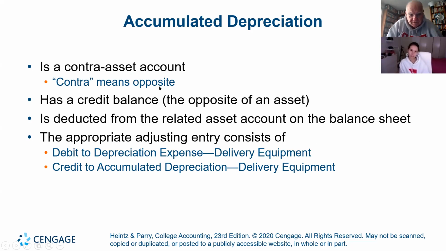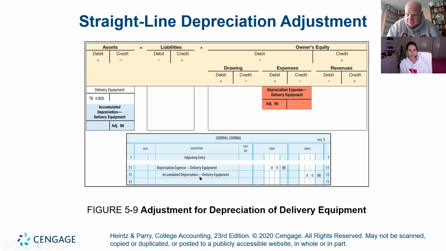Accumulated depreciation. Contra means the opposite. This is an asset with a normal credit balance. It goes up with a credit balance. And then you deduct it from the related asset to get the net book value. So here is your journal entry. Debit depreciation expense, credit this contra asset, accumulated depreciation dash whatever the asset is.